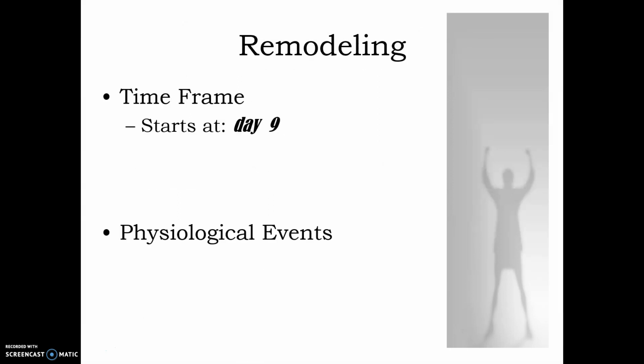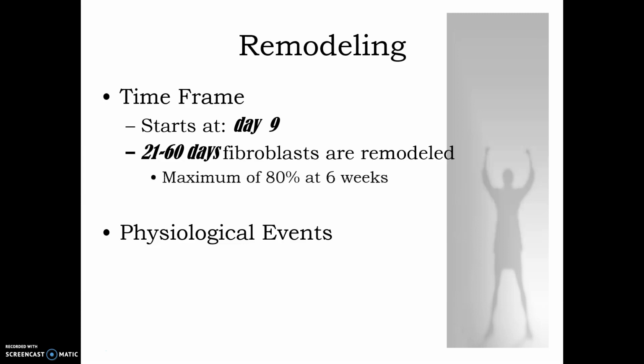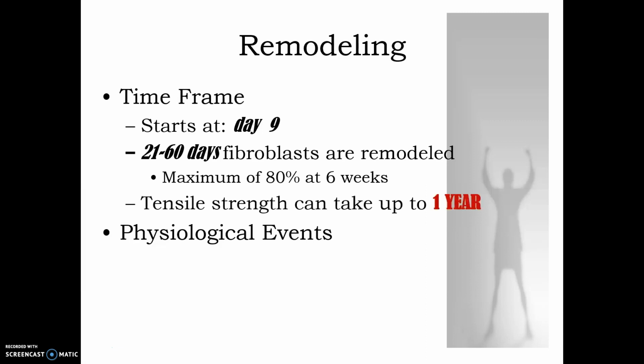During this time frame, it could start at day 9, but again, we're looking for those signs and symptoms. And at approximately 20 to 60 days, fibroblasts are being remodeled in this time frame. And at about 6 weeks, we could have up to a maximum of 80%. That would be amazing. If everything has been going really well and healing has been going well, we could have up to 80% at this point in time. But tensile strength could take 1 year or longer.